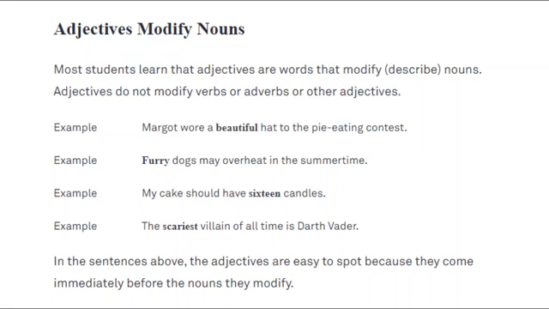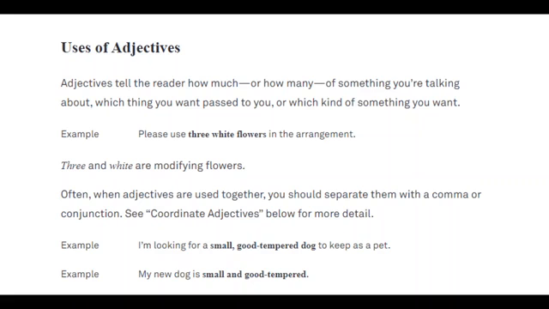So in the sentences above, the adjectives are easy to spot because they come immediately before the nouns they modify. Point to be noted: generally, adjectives are placed before a noun, so it's very easy to spot and identify them. Now move ahead. Now we are going to see the uses of adjectives.